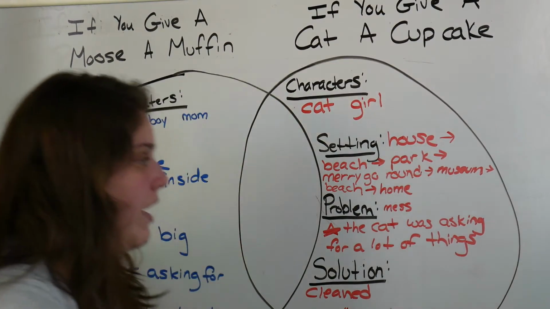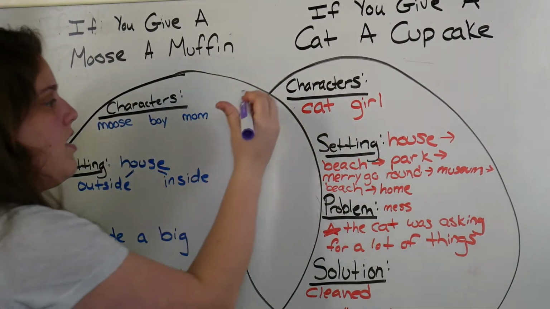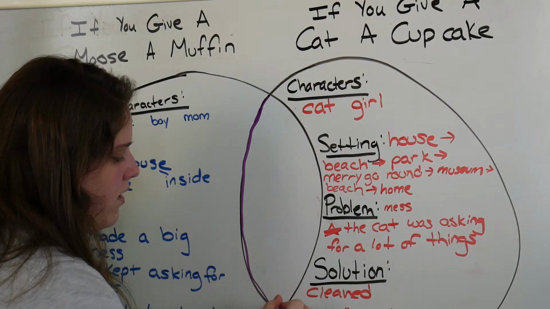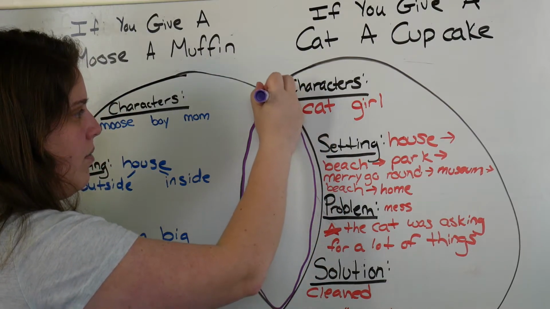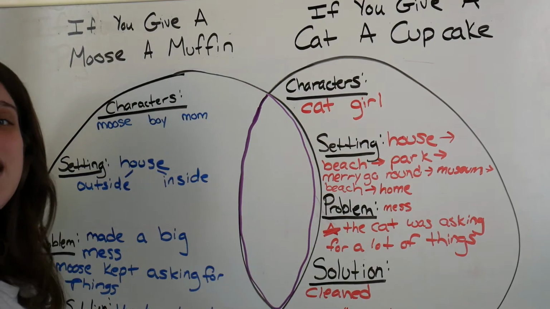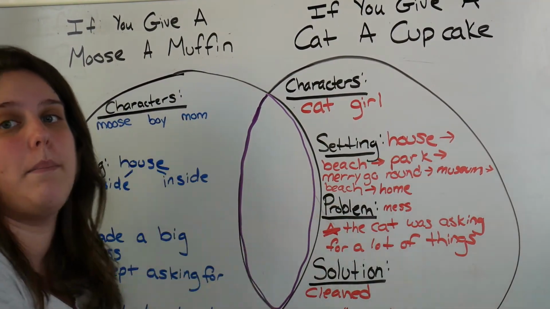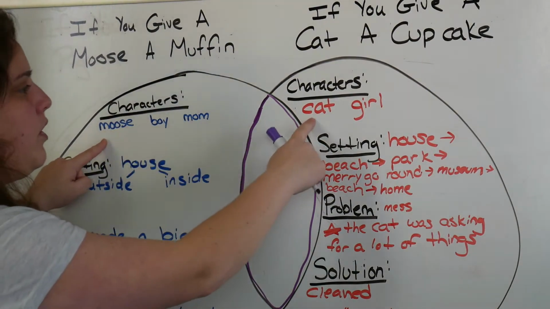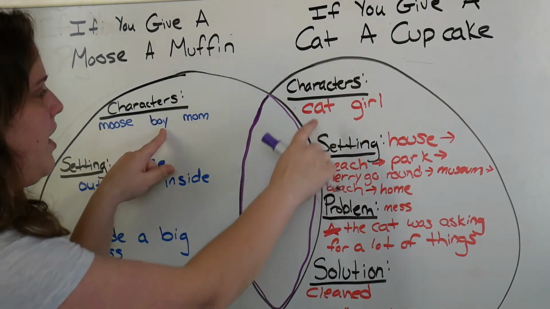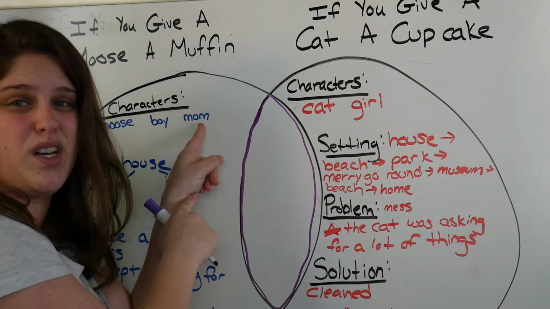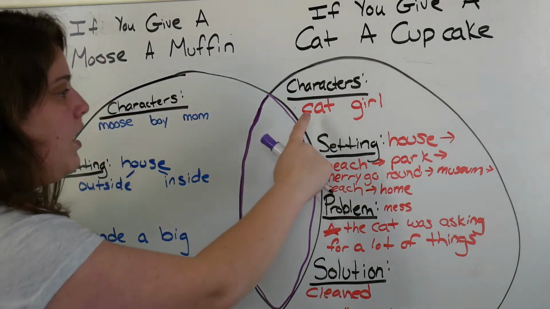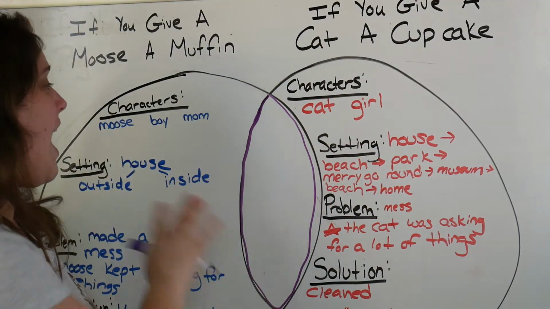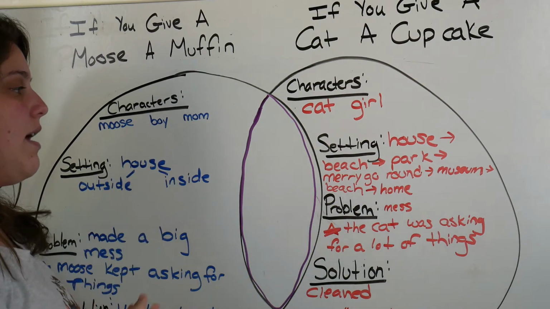Now we need to go through and find the things that are the same. This part here in the purple, because blue and red make purple, and this purple part here is all of the things that are the same in both books, okay? So let's go start with the characters. Was there a moose in both books? Nope, so that stays. Was there a boy? No. And was the mom in both books? No. So that all stays the same. Was there a cat in both books? And was the girl in both books? Nope. So the characters were different in both stories. None of them were the same.